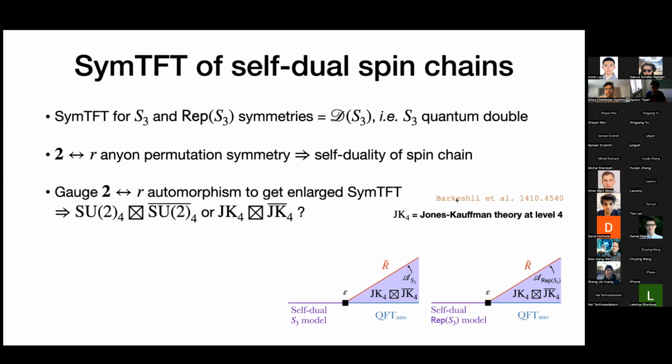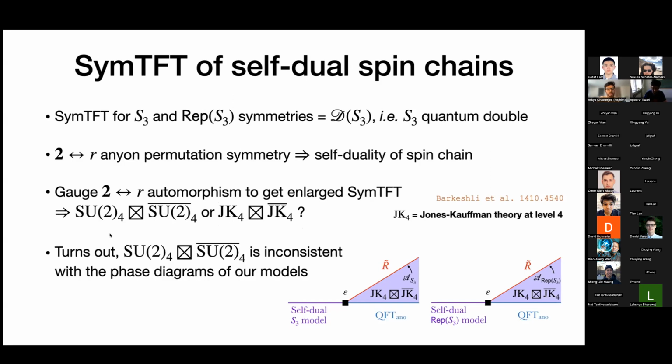And in this paper, depending on some additional data, the authors suggested either of these two options. JK4 is a Jones-Kauffman theory at level 4. Please don't ask me what that means. So there are two topological orders, and there are two choices. We know all of the topological data for both of them. So the question is, which one is it?